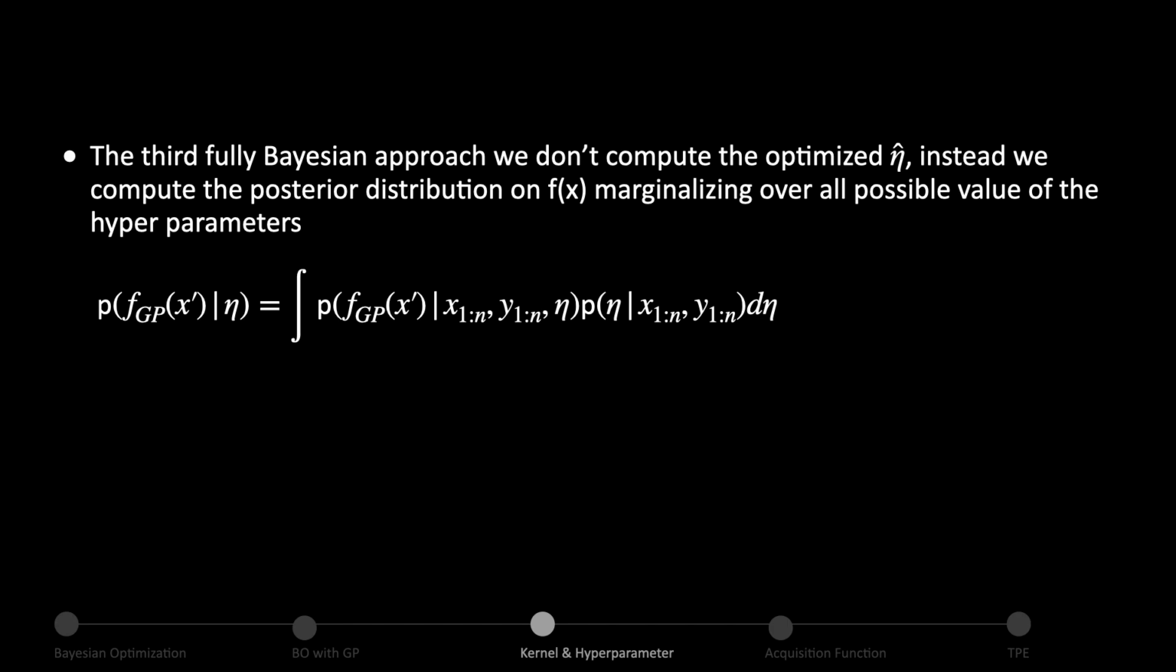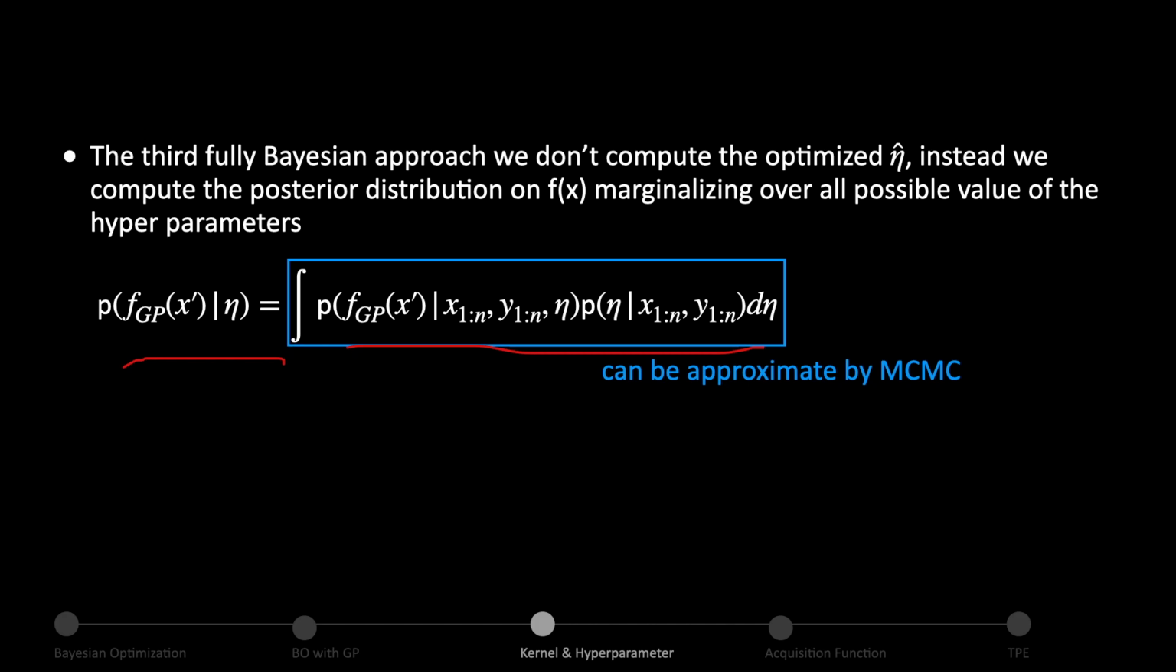The third approach is the fully Bayesian approach. In this approach, we don't compute the optimized eta hat. Instead, we compute the posterior distribution on f marginalized over all possible values of the hyperparameters. So the posterior distribution given eta will be marginalized over all eta. This is hard to compute, but we can approximate it by MCMC.